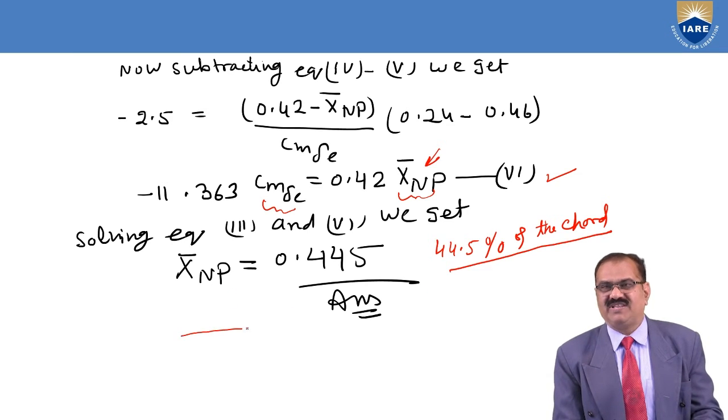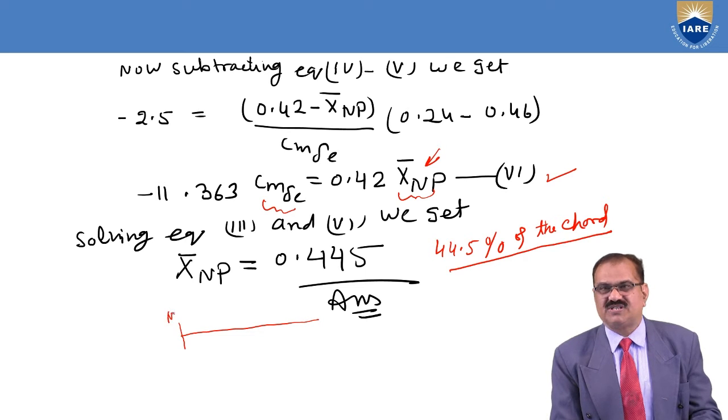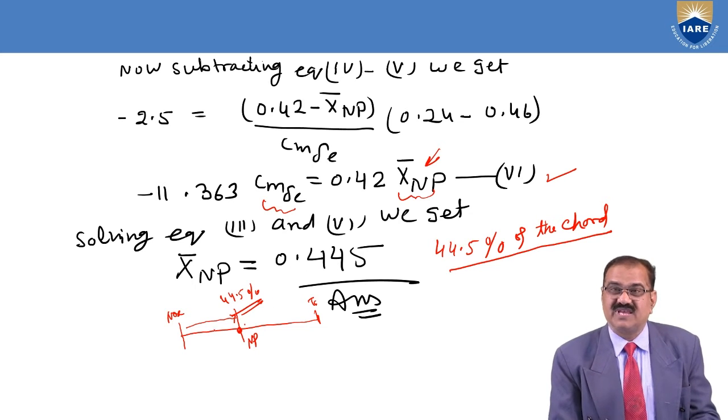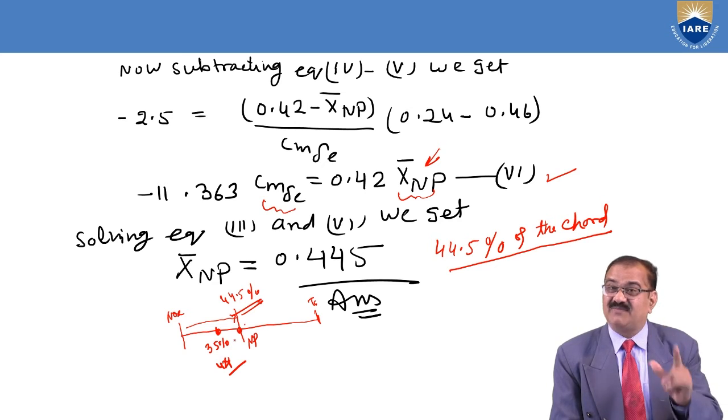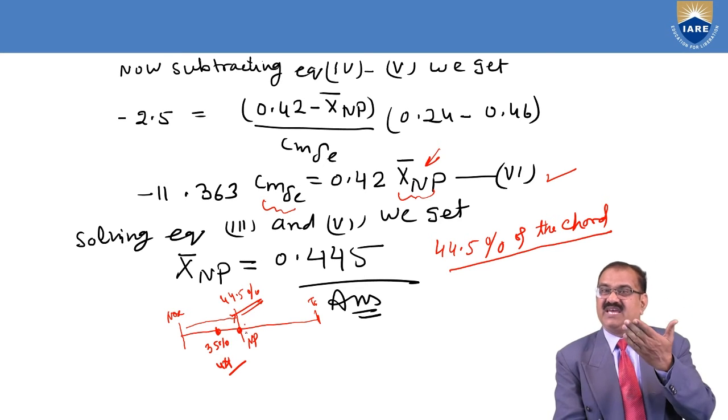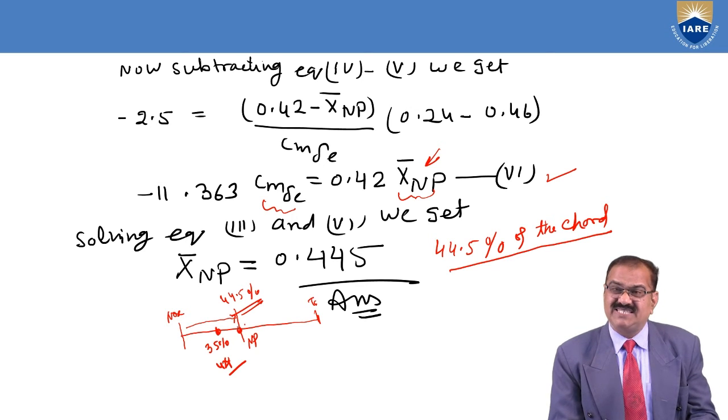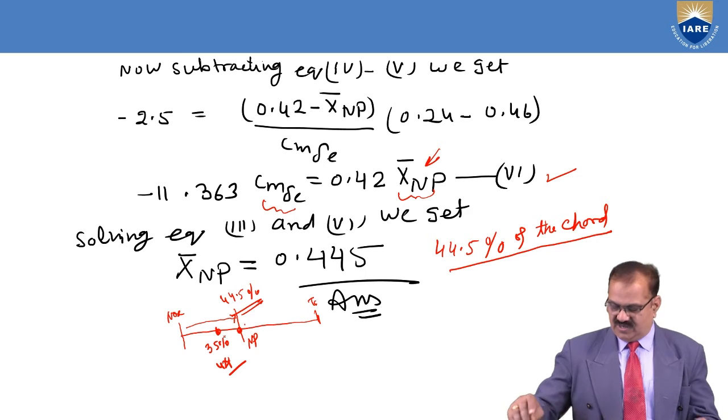So if you see, what is the meaning? If this is the nose and this is the tail, the NP is at 44.5%. So NP is located here, and your CG is before that. One is 35%, another is 42%. Means it is before, and then it is stable. That we can understand by seeing the location of the CG and the location of NP. If the CG is before the NP, it is stable. So here with 35 and 42, we can say that the aircraft is longitudinally statically stable.